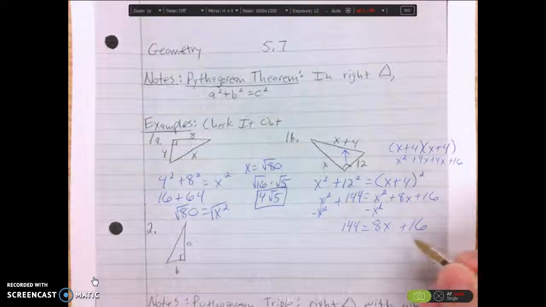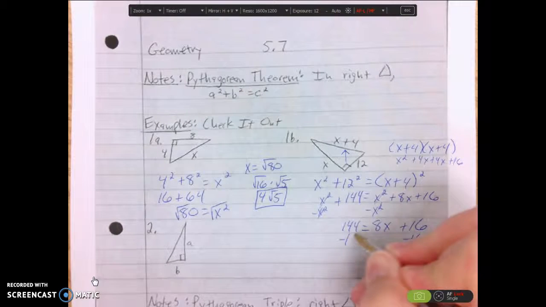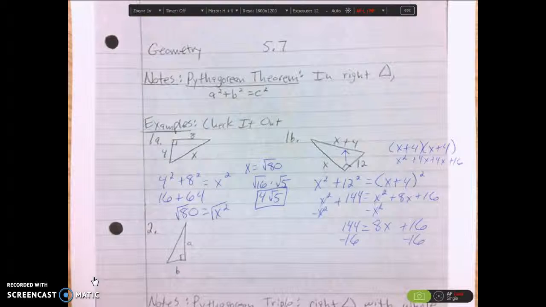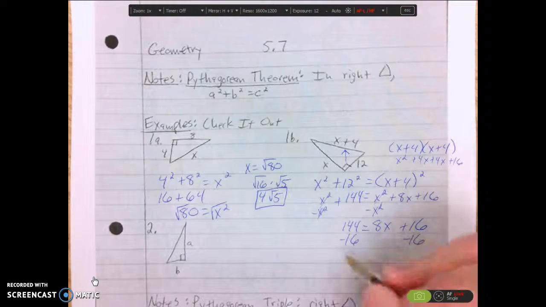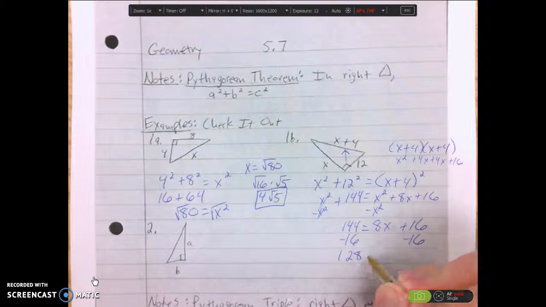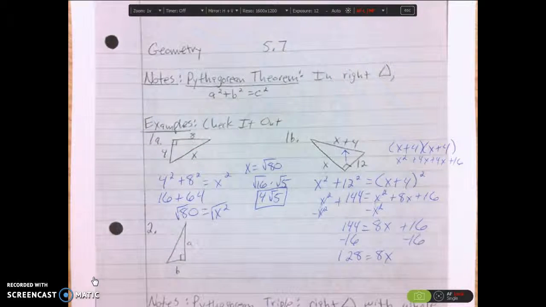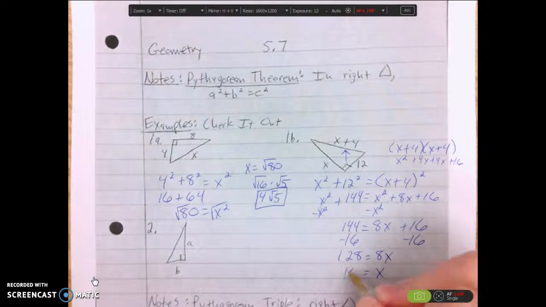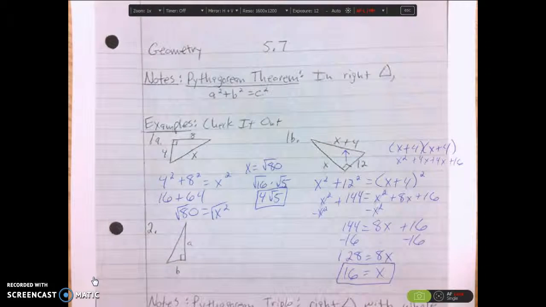So then we subtract 16 to both sides. 144 minus 16, and I get 128 equals 8x, and so then you divide that by 8, and you get x equals 16. So that's how you do the second problem there. Okay?